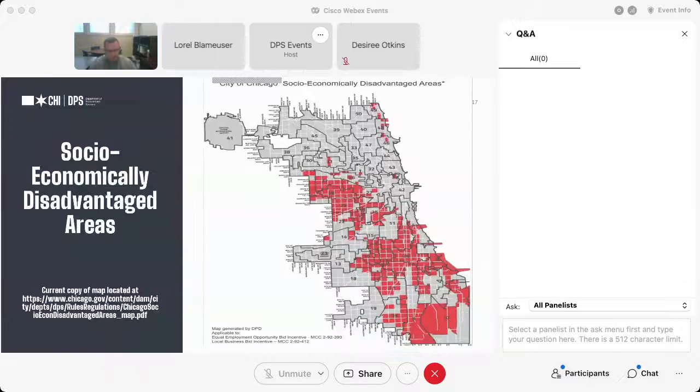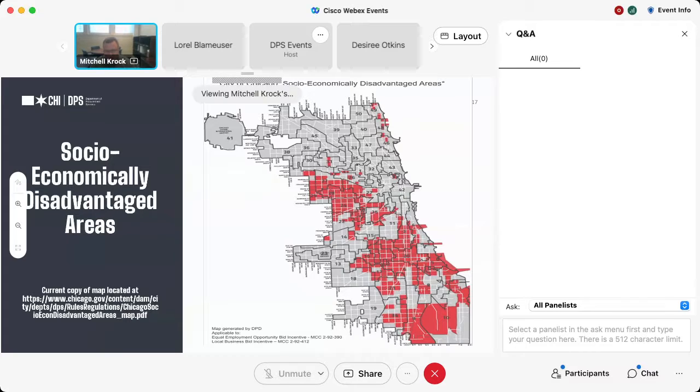Here's the map of socioeconomically disadvantaged areas. A link to the current copy is in the lower left. These slides will be provided to you, but if you have any questions about how to access this map, definitely let us know. This map is generated actually not by Procurement Services. It is generated by the city's Department of Planning and Development. So definitely take a look because this map is subject to update.